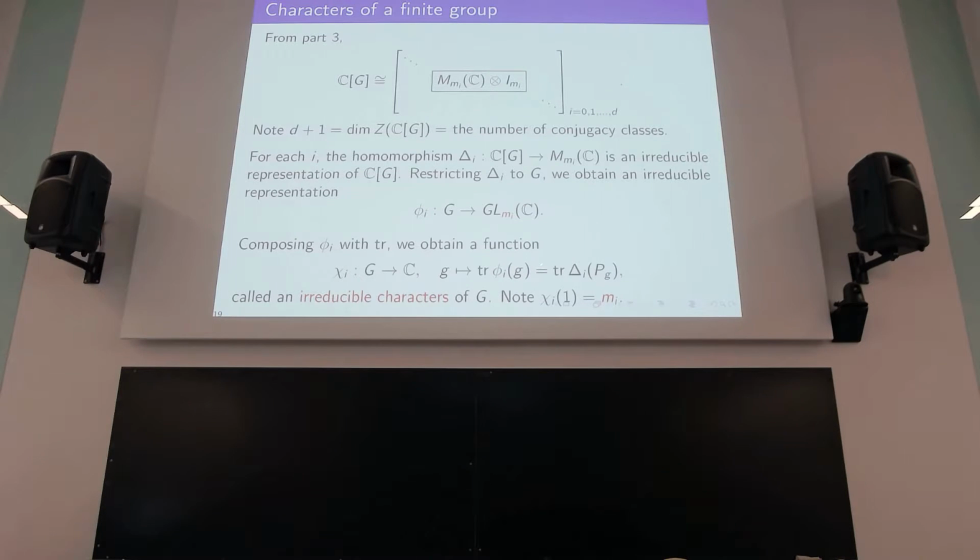In particular, if I take the identity element, of course, under the representation it gets mapped to the identity matrix. And what is the trace of the identity matrix? It's just the size, which is mi. So for the identity element, the character is just the size of the matrix, or the dimension of the matrix representation. So these are the basic terminologies in the characters of finite groups.